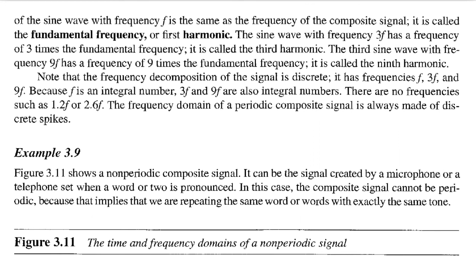Note that the frequency decomposition of the signal is discrete if it has frequencies f, 3f and 9f. Because f is an integral number, 3f and 9f are also integral numbers. There are no frequencies such as 1.2f or 2.6f. The frequency domain of a periodic composite signal is always made of discrete spikes.